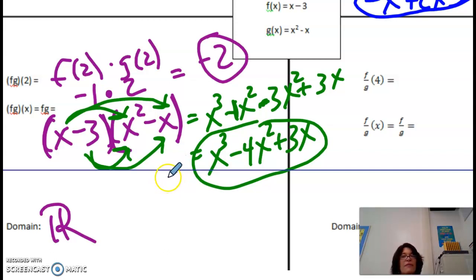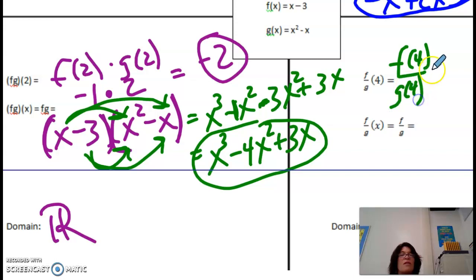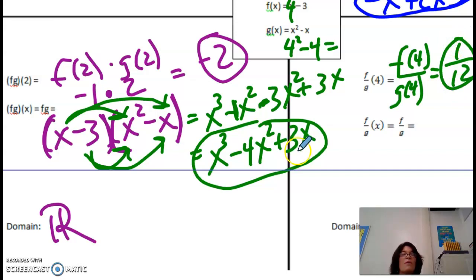Here's where the domain might be different, guys, because I'm dividing, and I can't divide by 0, so I'm going to be careful when I get to f divided by g of x. F divided by g of 4, just like the previous ones, I'm going to take f of 4, take g of 4, and then divide them. When I put 4 in the f function, 4 minus 3 is 1. When I put 4 in the g function, 4 squared minus 4 is 16 minus 4, or 12. So the answer to f over g of 4 is 1/12.